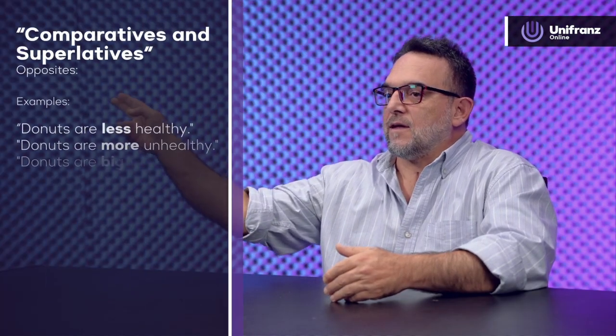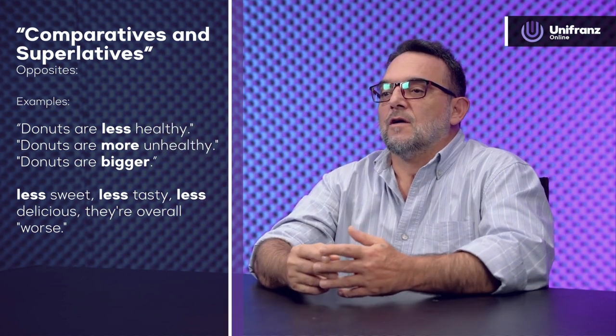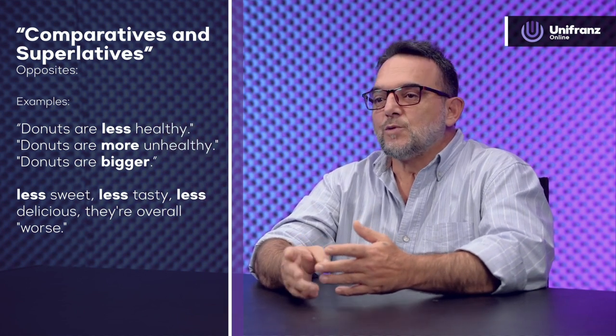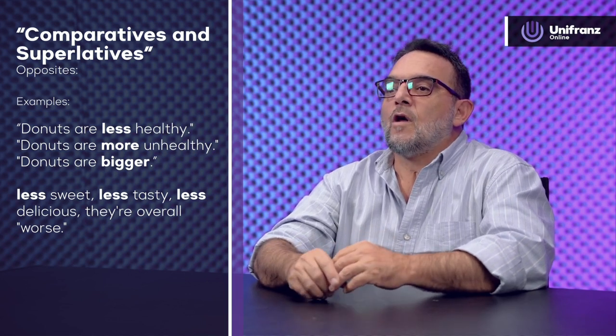If you don't want to use not as, you can also say less to show opposites. Donuts are less healthy. Donuts are more unhealthy. Donuts are bigger, less sweet, less tasty, less delicious. They're overall worse. So we can use less to show the opposite. Just remember that we don't use ER when using less.